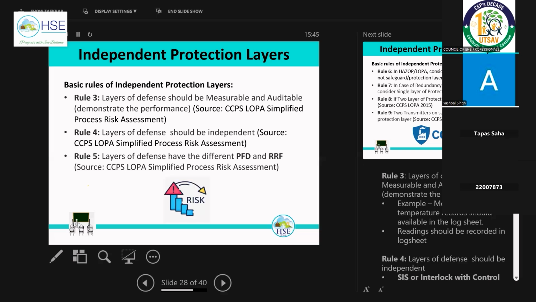So just in case of a layer of defense, basically measurable and auditable. Say for the manual case, in case of shut-off system automation, we will have the records graph also. So no concern there. But in case of manual monitoring, suppose we say a temperature gauge, then temperature reading measurement is also required, and recording of the temperature in the log sheet is also required based on the response time. So in this way, this is measurable and auditable, so it demonstrates the performance. Rule 4, layer of defense should be independent.